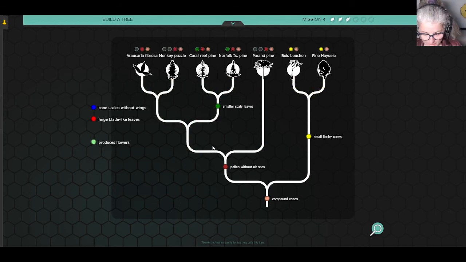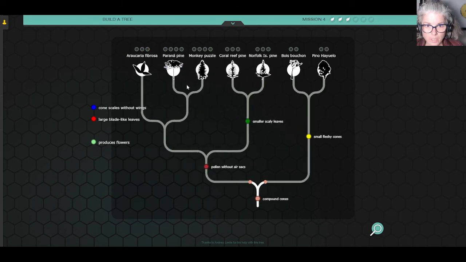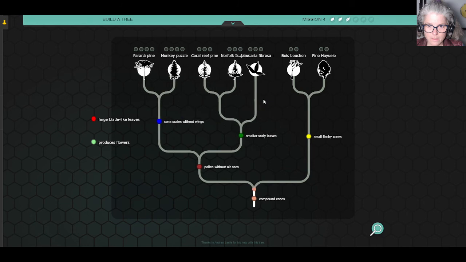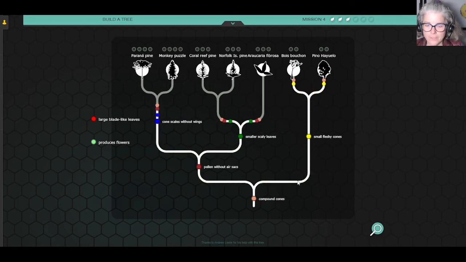And I know that the cone scales without wings right here is our monkey puzzle tree and piranha pine. Piranha pine, it just sounds weird to me. Monkey puzzle and piranha pine are cone scales without wings. Just let me double check that. And then our palm with air sacs. Let's see how that looks. It's going to let me know if I have it right. Don't have it right. Pollen with air sacs.